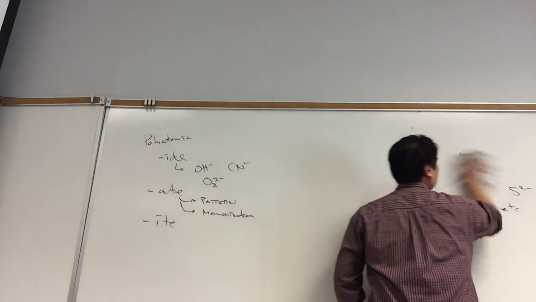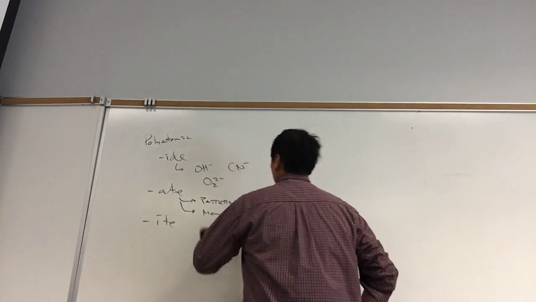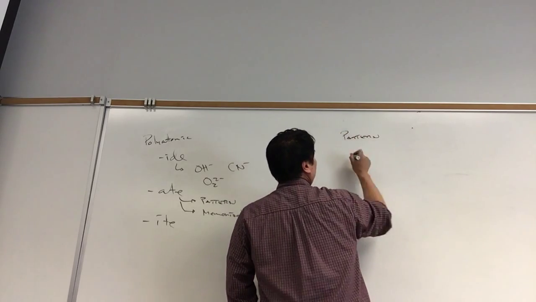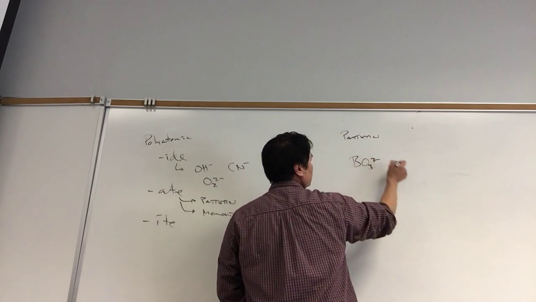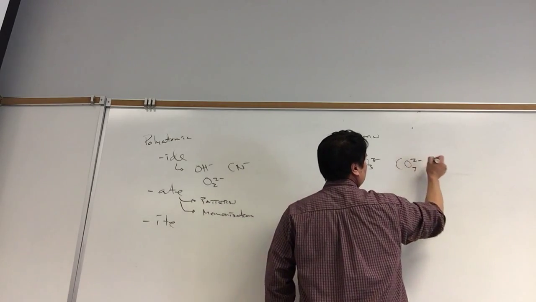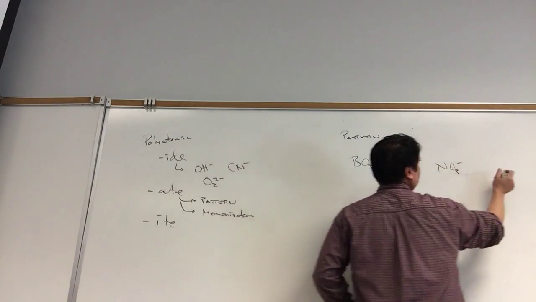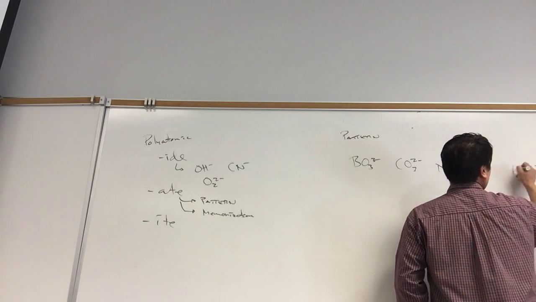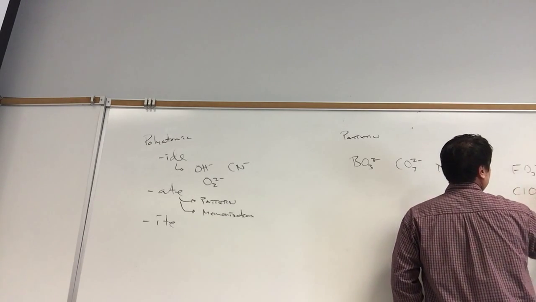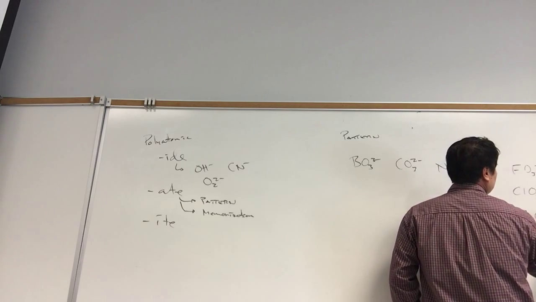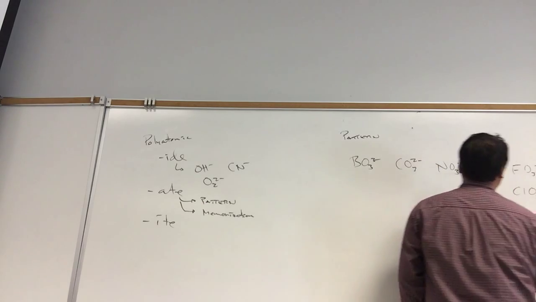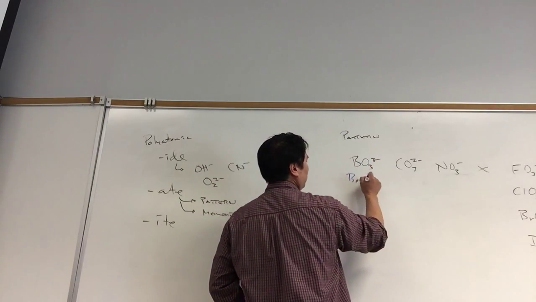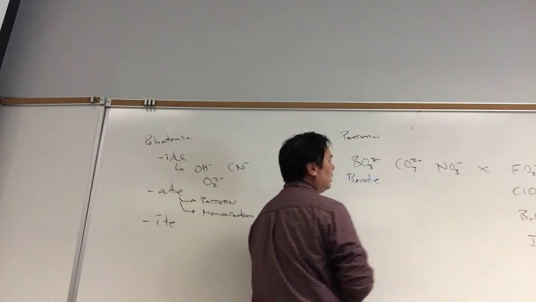Let me just write down the pattern really quick. The pattern for the ATEs looks like this. We start off with BO3 3 minus, CO3 2 minus, NO3 minus, blank, FO3 minus, ClO3 minus, BrO3 minus, IO3 minus. Okay, that's one. This one's called borate. Remember that.